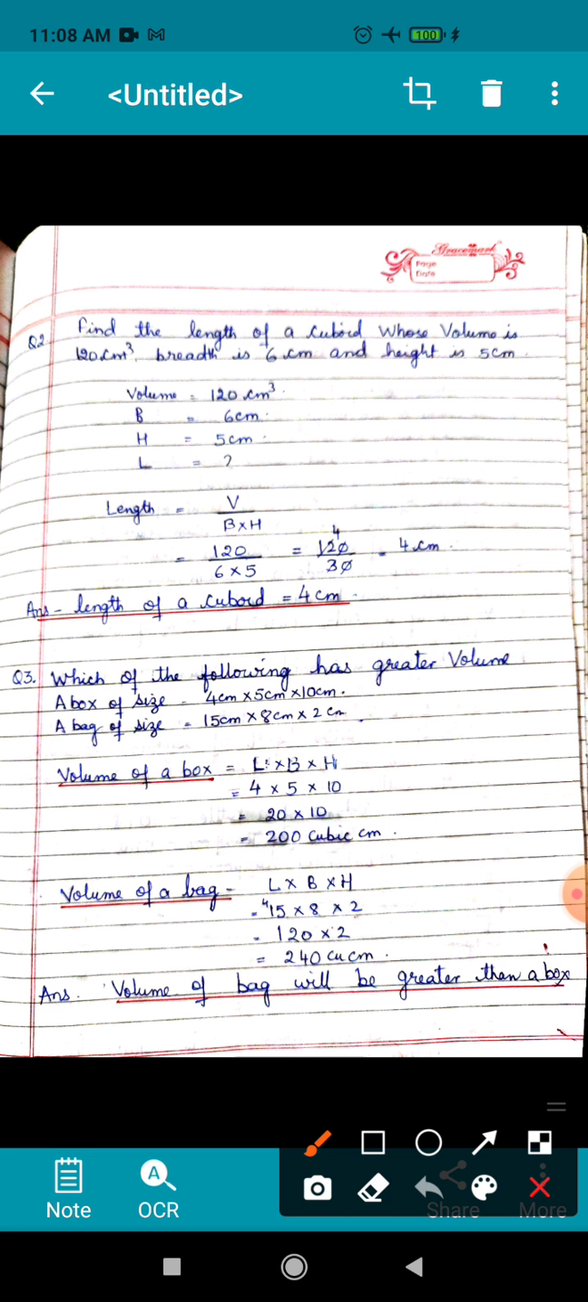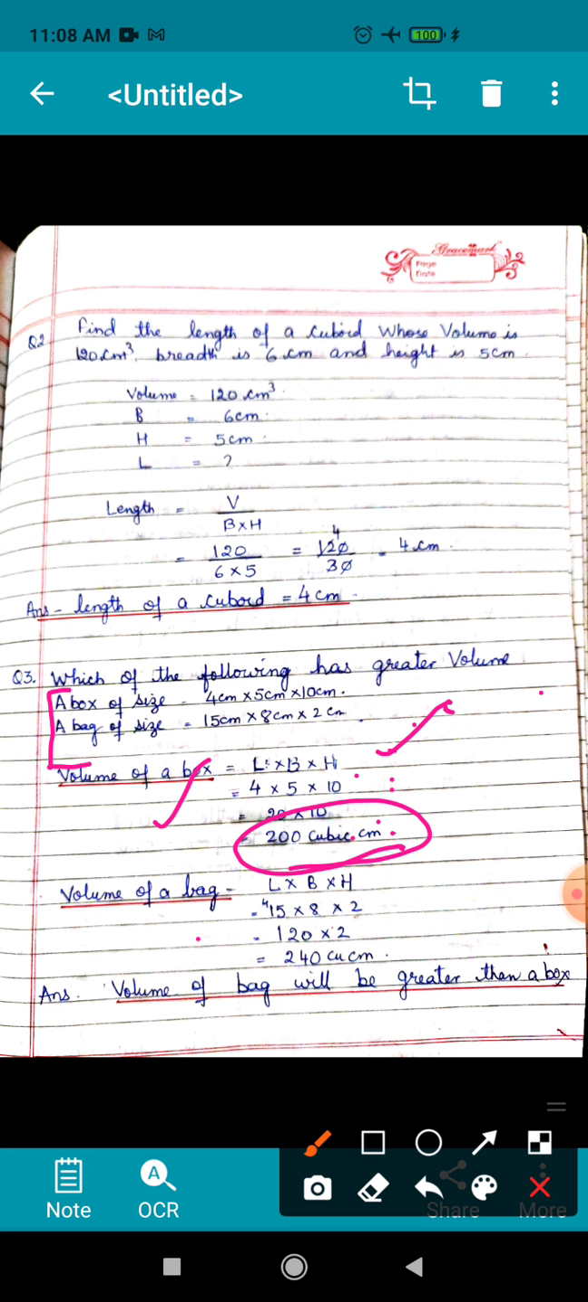Which of the following has greater volume? There are two boxes and you have to compare which box has greater size. It means the one whose volume is more, that box will be greater in size. So first of all, what we will do? We will find out the volume. So volume of a first box, L into B into H. Place the value 4 into 5 into 10. 4 5s are 20. 20 10s are 200 cubic centimeter.